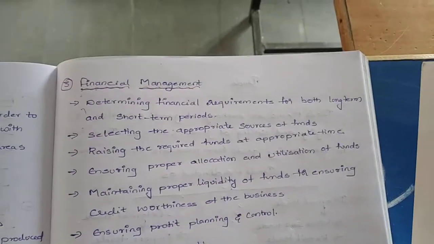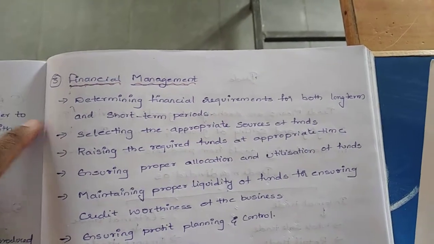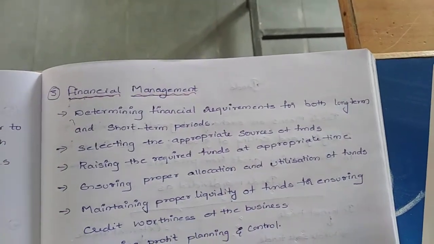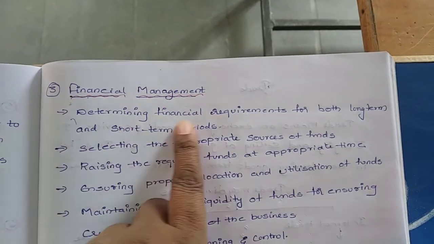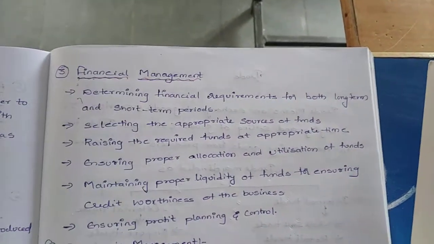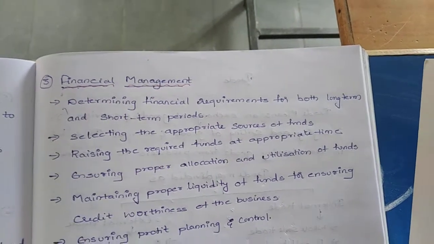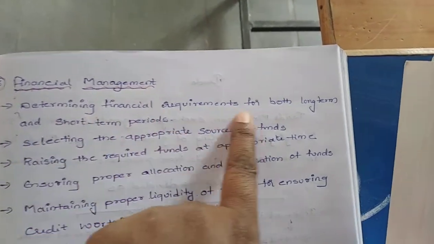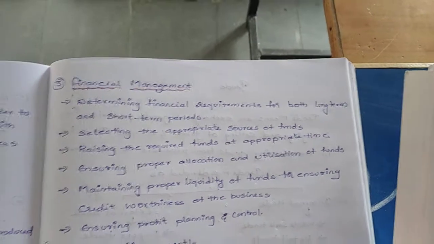Okay, so in the case of business also, financial management should be there. See the first point here: determining financial requirements for both long term and short term periods. So what is the point here? Determining financial requirements for both long term and short term periods.